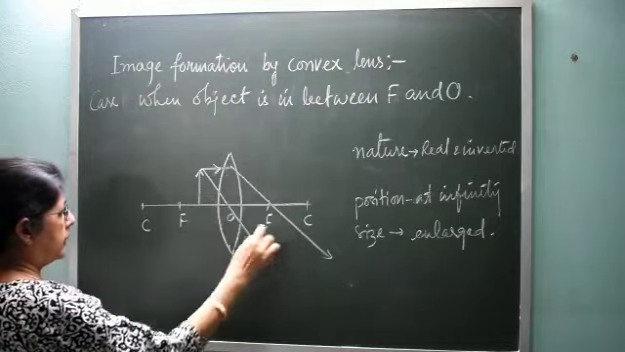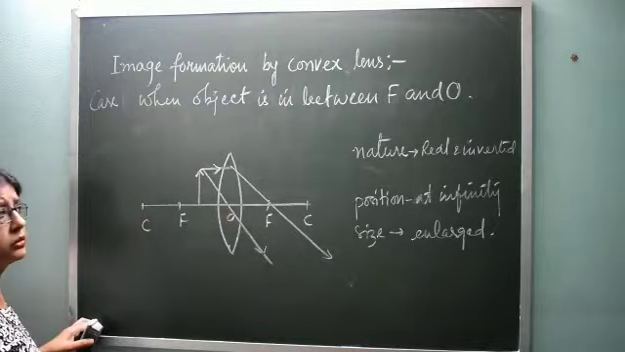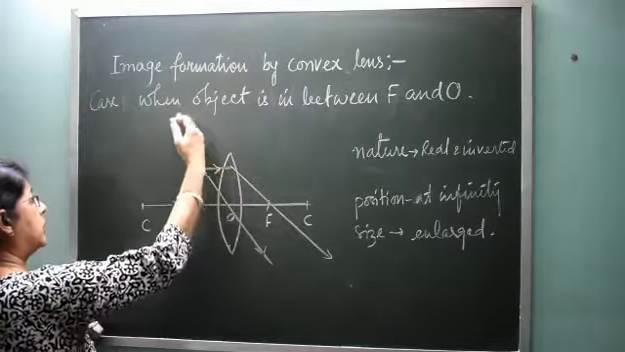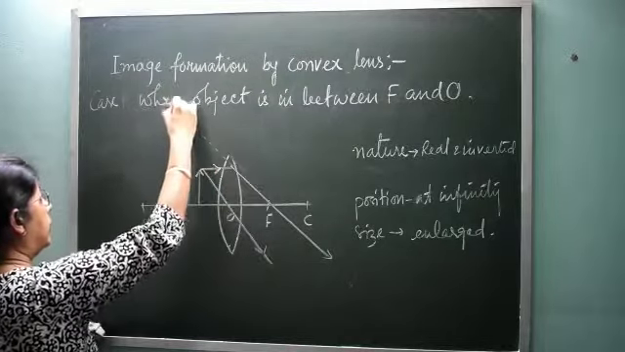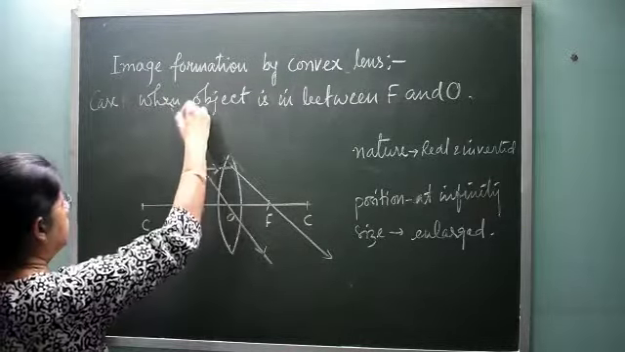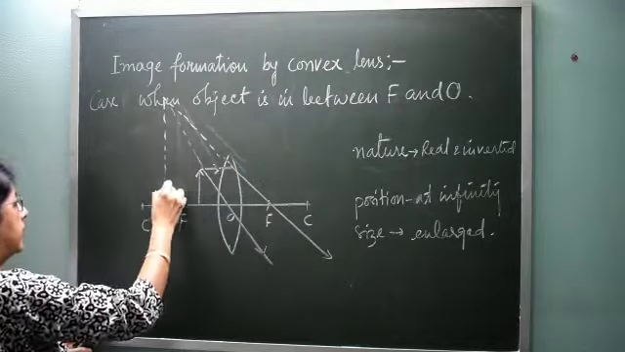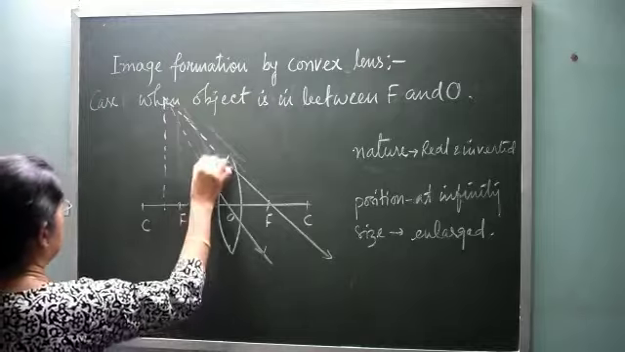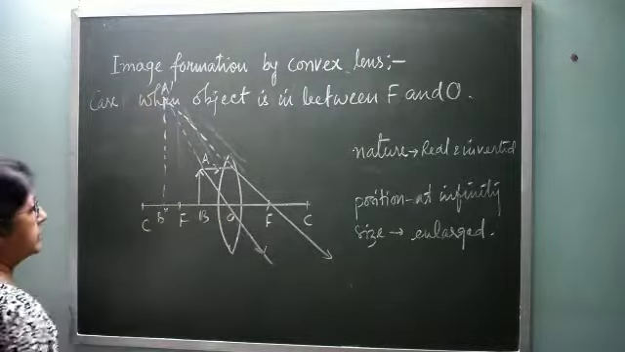Now this ray and this ray, if we draw on this side, won't meet. So what we will do, we will produce the rays backward. Once we produce the rays backward, they will appear to meet at this point. So we will get the image at this point. So if AB is the object, then A dash B dash will be the image.